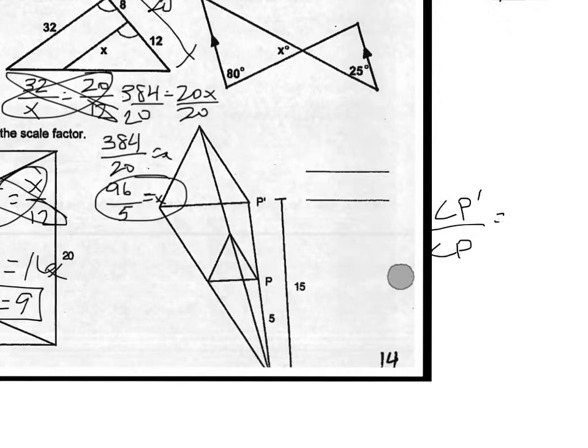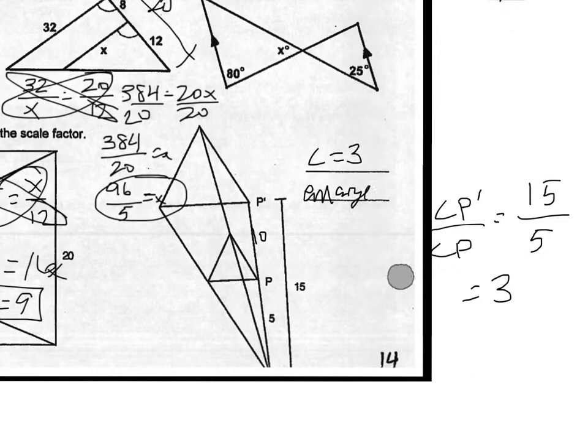So I always take after the transformation, which is 15, and I divide by the length before the transformation, which is 5. A lot of you guys try to find this 10. That's good information that this is 10, but that's not the information I need. I need the entire length after the transformation divided by the entire length before the transformation. So this simplifies to 3. So my scale factor is 3, and that's greater than 1, so that's why we know it's an enlargement.